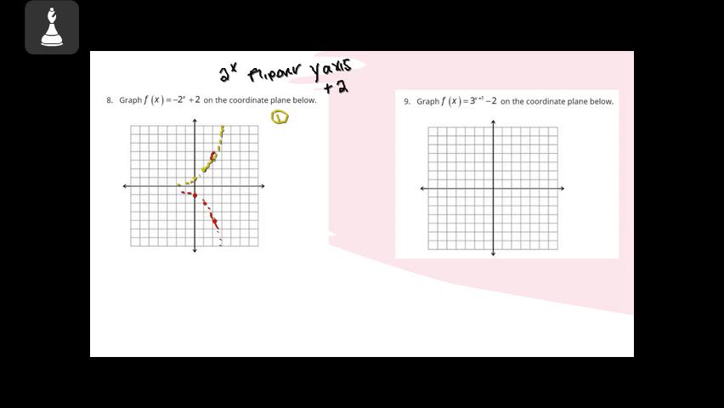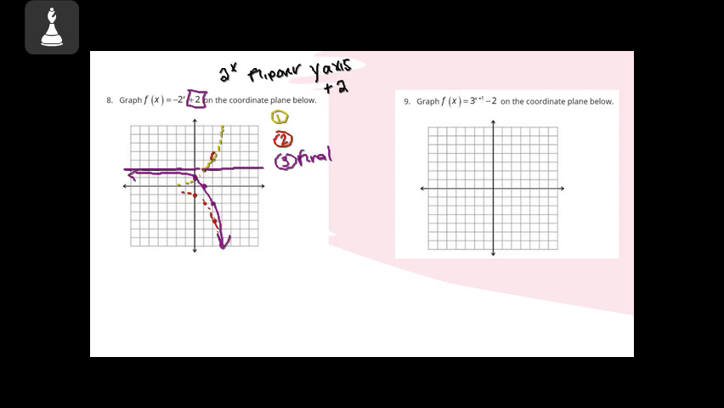Now, the last thing I have to do is shift all those points up 2. So this point's going to go up 1, 2. This point's going to go up 1, 2. And this point's going to go up 1, 2. And now remembering the original line you did not cross was 0. This means the line we cannot cross is 2. So I cannot cross this line on my exponential here. And purple is my final answer.